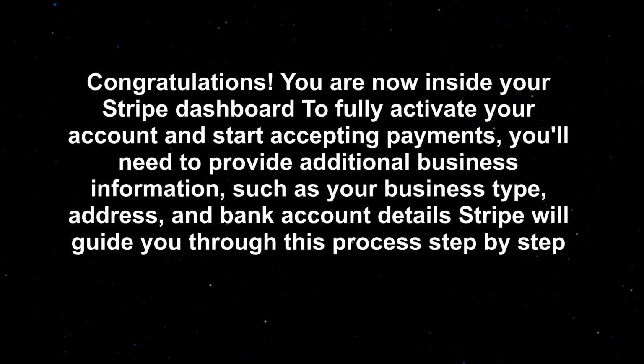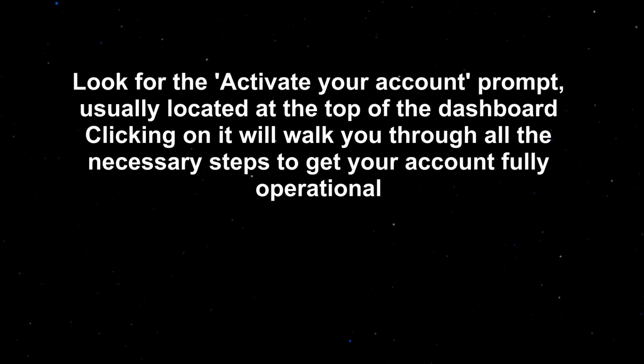To fully activate your account and start accepting payments, you'll need to provide additional business information such as your business type, address, and bank account details. Stripe will guide you through this process step by step. Look for the Activate Your Account prompt, usually located at the top of the dashboard. Clicking on it will walk you through all the necessary steps to get your account fully operational.